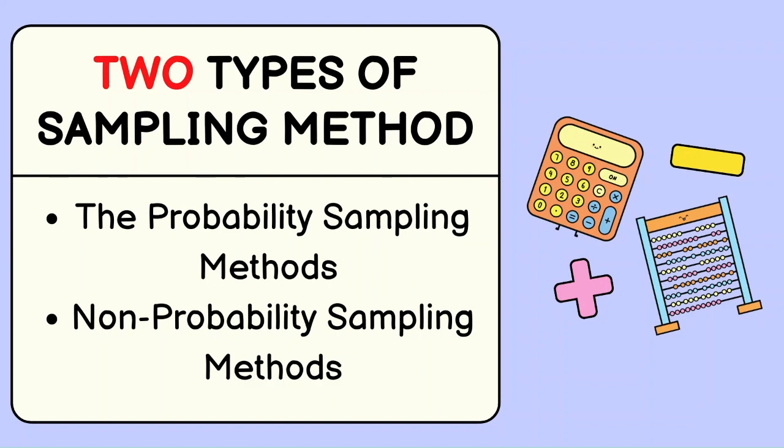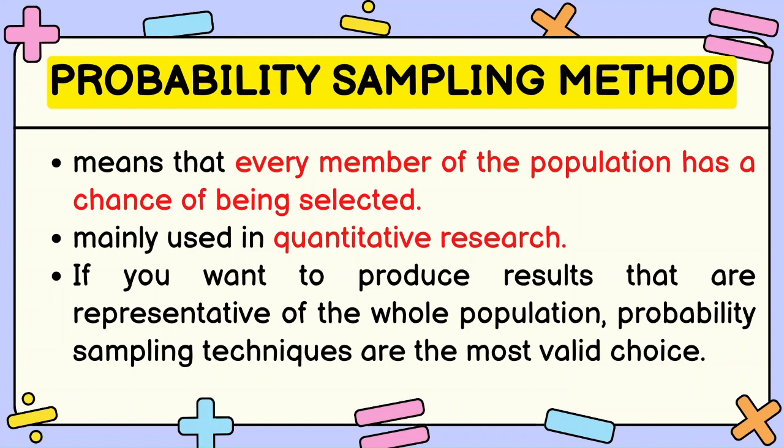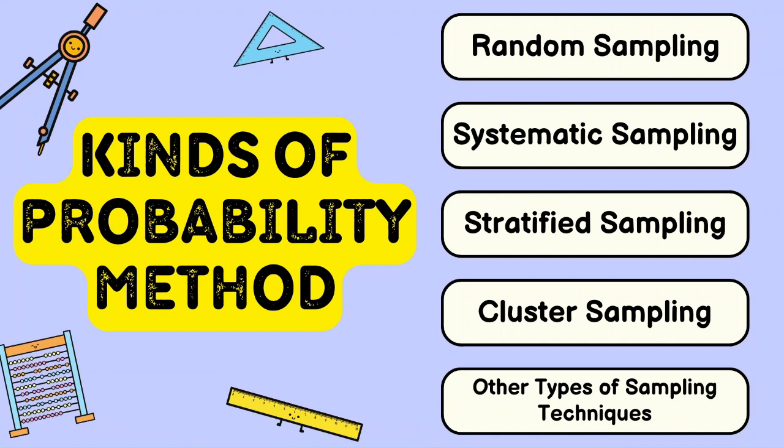Now, the first type, which is the probability sampling, follows the concept of probability theory in which every member of the population has a chance of being selected as a participant in your study. This type of sampling is also mainly used in quantitative research, in which the data are in numerical form. If you want to produce results that are representative of the whole population, then probability is the best choice.